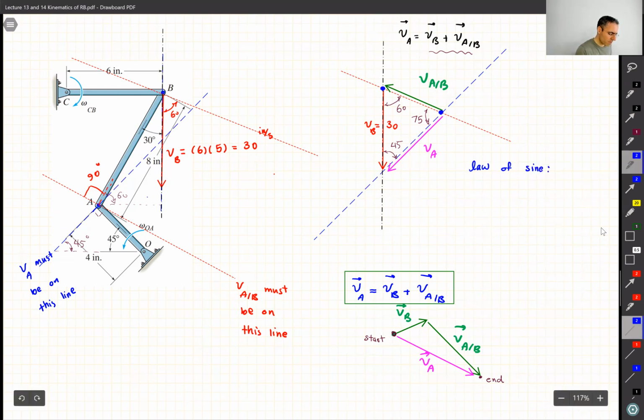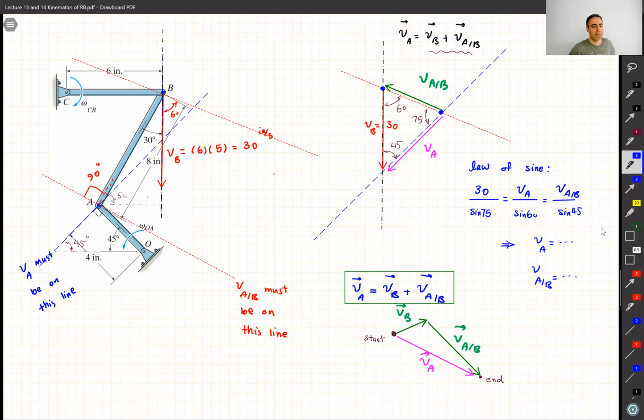So what was the law of sine? Simply a relation like that. On the top, we have the sides 30, VA, and VA with respect to B. Here, sine 75, sine 60, and sine 45. What we get here, we can get VA, and we could get VA with respect to B. So I have VA now.